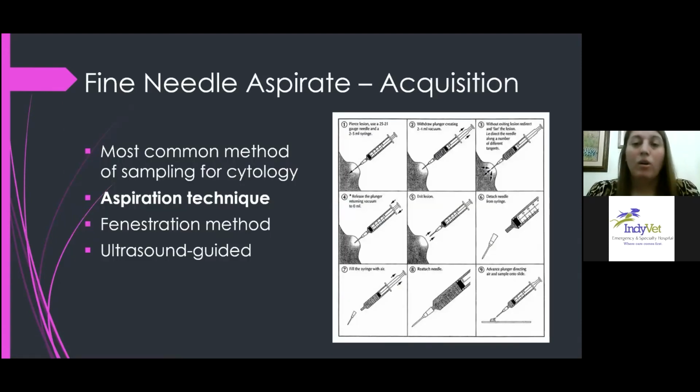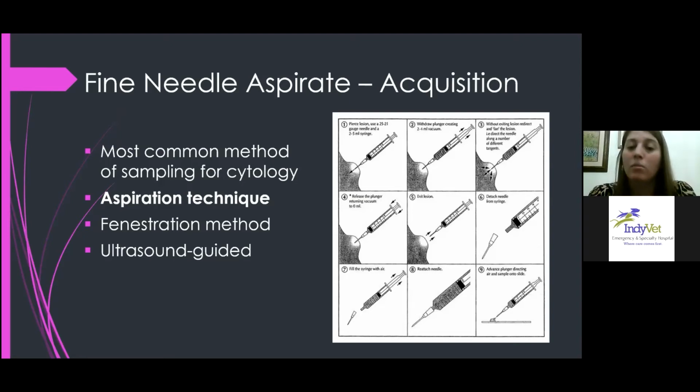So how do we go about acquiring our sample? Cytology is the most common method of sampling masses, and there are a couple different techniques. The picture on the right side of the screen is called the aspiration technique, where you place a 20 to 22 gauge needle on about a 5 mil syringe. You insert the needle into the mass and you pull back the plunger a few times in order to extract cells from that mass. You redirect the needle to get a good representation of that mass.